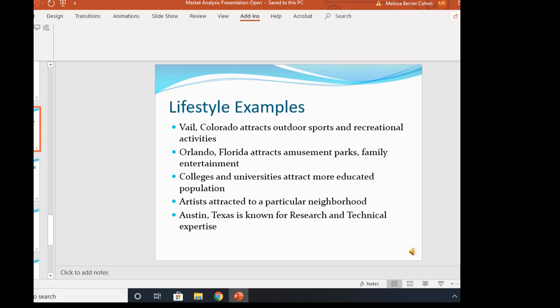Another thing to consider is that colleges and universities attract a more educated population. And artists may be attracted to a particular neighborhood. I think you can get the feel of that when you walk around and see what types of shops are available and whether the buildings themselves have any street art on them, or are they just your typical commercial buildings? Another lifestyle example is Austin, Texas. They're known for research and technical expertise. So depending on where you are going as a retailer, or if you're the landlord building buildings, you need to know and be aware of who you're more likely to attract to your particular city.